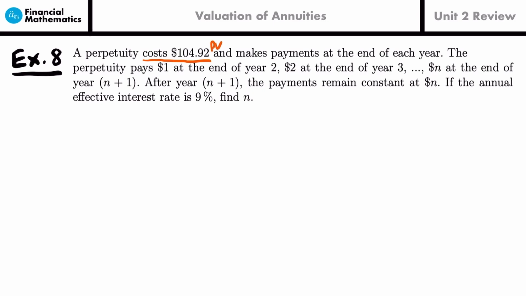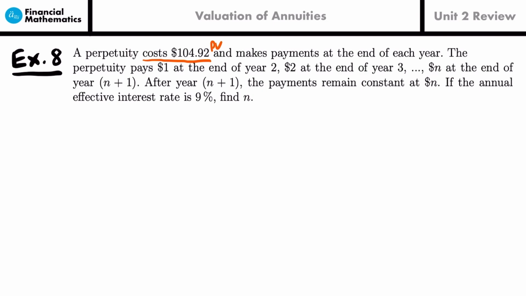But then what do the payments look like for this perpetuity? Well, we're told that the perpetuity pays $1 at the end of year 2, $2 at the end of year 3, and that continues that pattern of increasing by $1 up until n dollars at year n plus 1. So it looks like we have a perpetuity that has an arithmetic increasing progression. However, that does not continue on forever, right? It says after year n plus 1, the payments remain constant at n dollars. So this is not an arithmetic increasing perpetuity that has payments that increase forever. It has payments that start to increase, but then at some point they level off and stay the same forevermore.